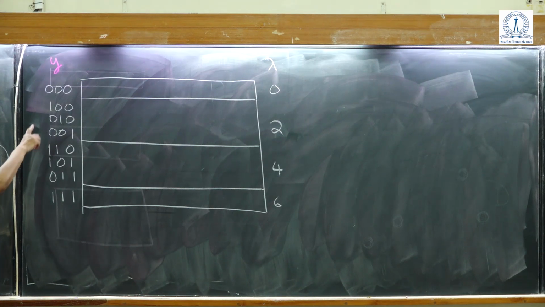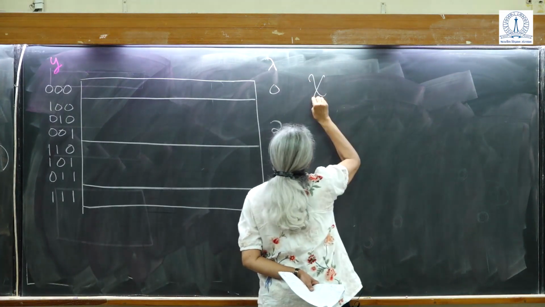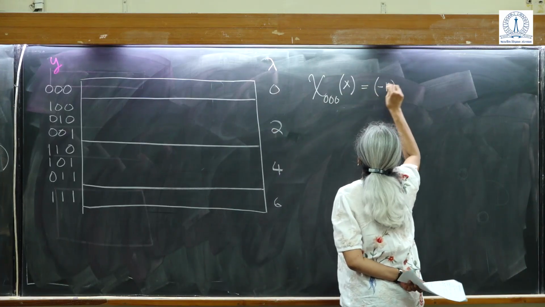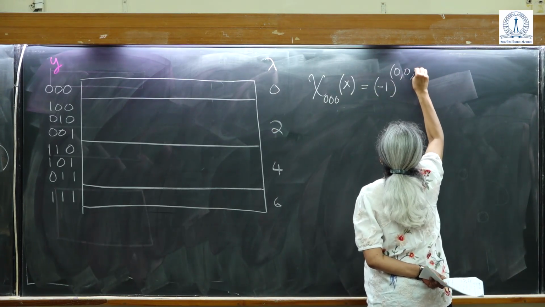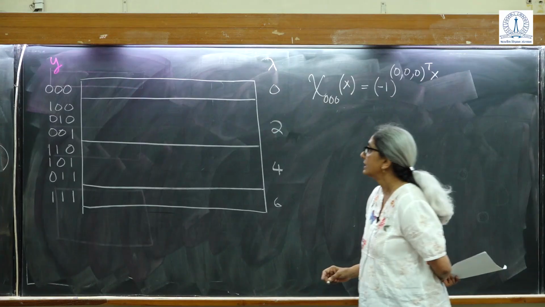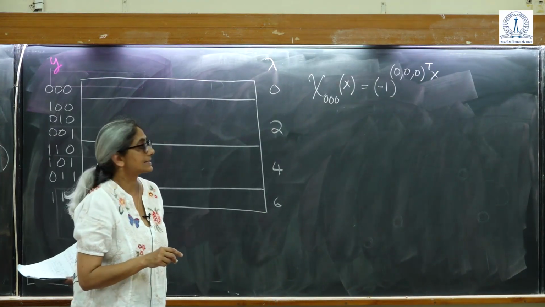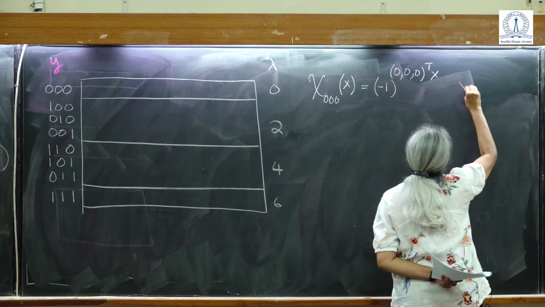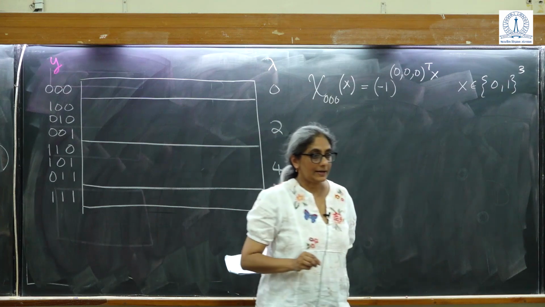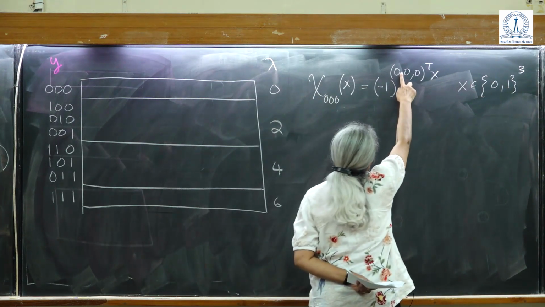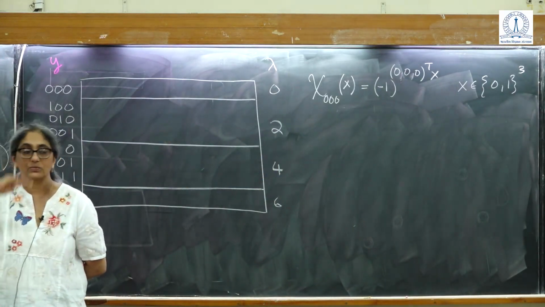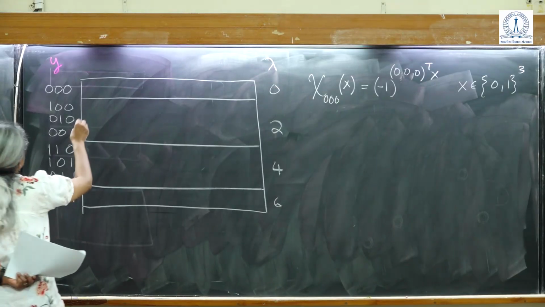So for the first one, what do I have to do? Chi of 0, 0, 0 in position X is going to be -1 to the 0, 0, 0 transpose X. X is again a 0, 1 vector. So that's always going to be 1, right? Because you have to vary X over all 0, 1 vectors. No matter what X is, it's making a dot product with 0, 0, 0. So the top exponent is always 0, -1 to the 0 is 1, okay? So this top one is 1.